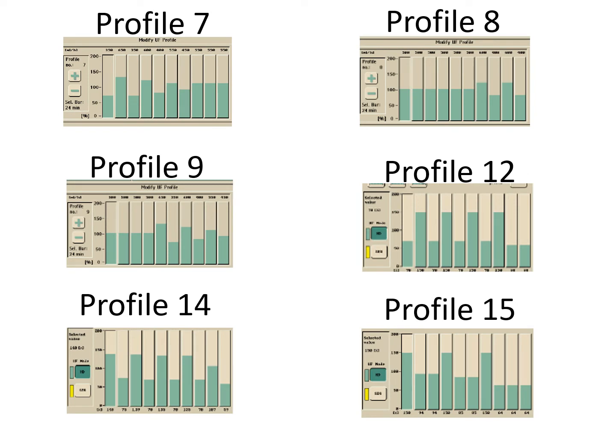Okay, profiles 7, 8, 9, 12, 14, and 15 are all similar in the sense that the ultrafiltration rate goes up and up and down during the treatment, a little bit like a yo-yo. Most of them end up with ultrafiltration rates that are lower at the end, which in theory is good for people who tend to cramp a lot at the end of their treatments or whose blood pressure falls towards the end of the run.